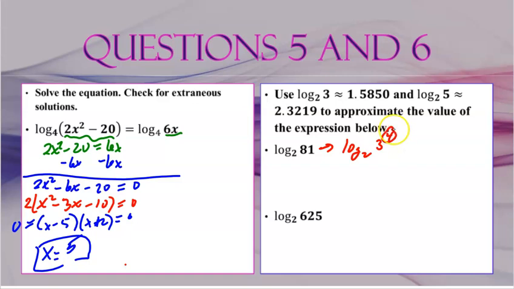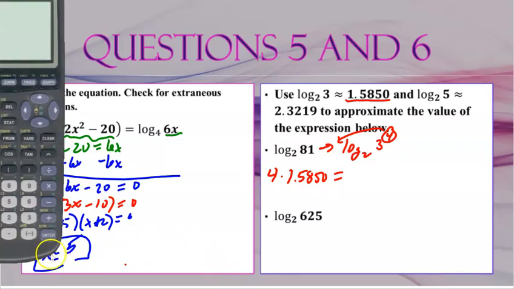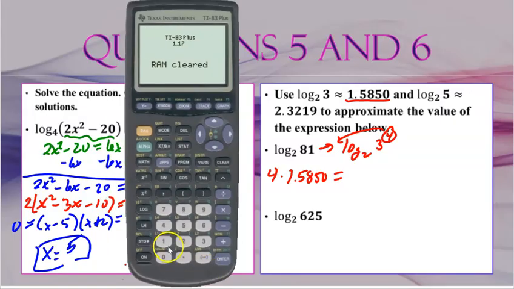So then if I use the properties, I can put 4 out in front, and this would be 4 times log base 2 of 3, and they said log base 2 of 3 is 1.5850. So now if I grab my calculator, and we do 4 times 1.5850, we get an answer of 6.34.